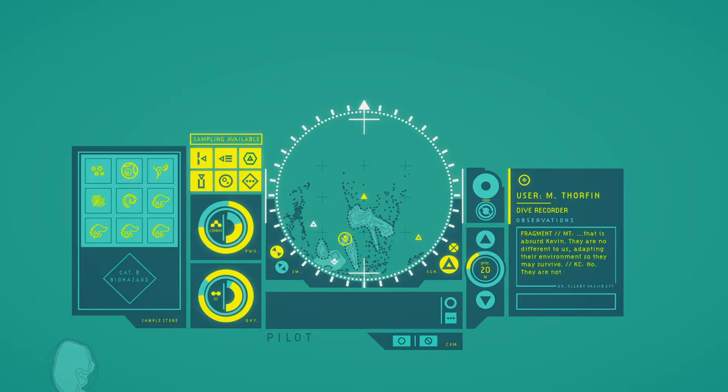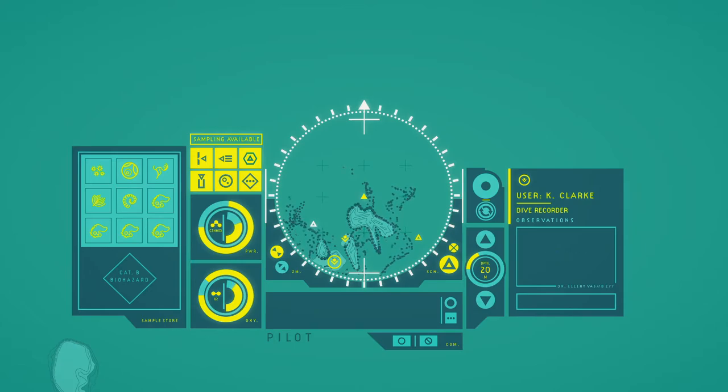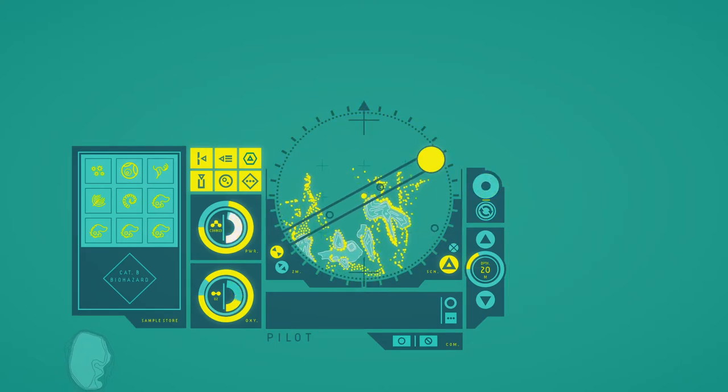That is absurd, Kevin. They are no different to us, adapting their environment so they may survive. No, they are not us. The artificers are gardeners, not colonizers. They rewrite genetic code to develop mutualism, to foster life. From some angles, the zooid cloaked walls of the facility line up. And I can imagine the past life of this place with all its human dreams.